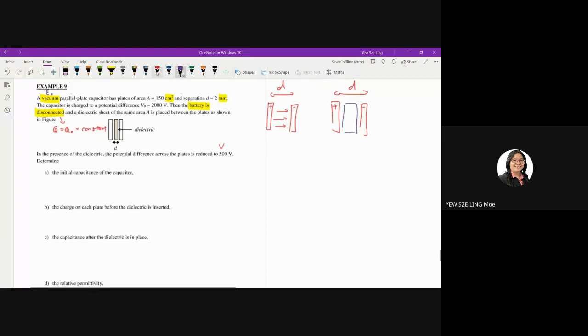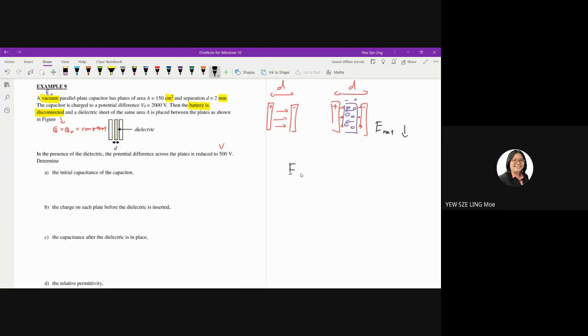What happens now is that some of the electric field is cancelled out by the dielectric. Why? Because of the dipoles. The dipoles inside are arranged like this, where here is the negative end and here is the positive end. So some of the electric field is cancelled out, which means the net electric field, E net, drops.